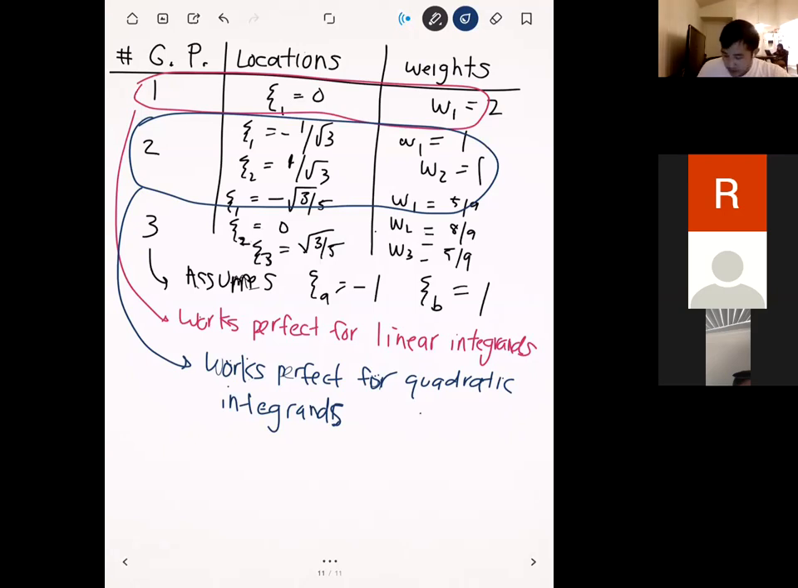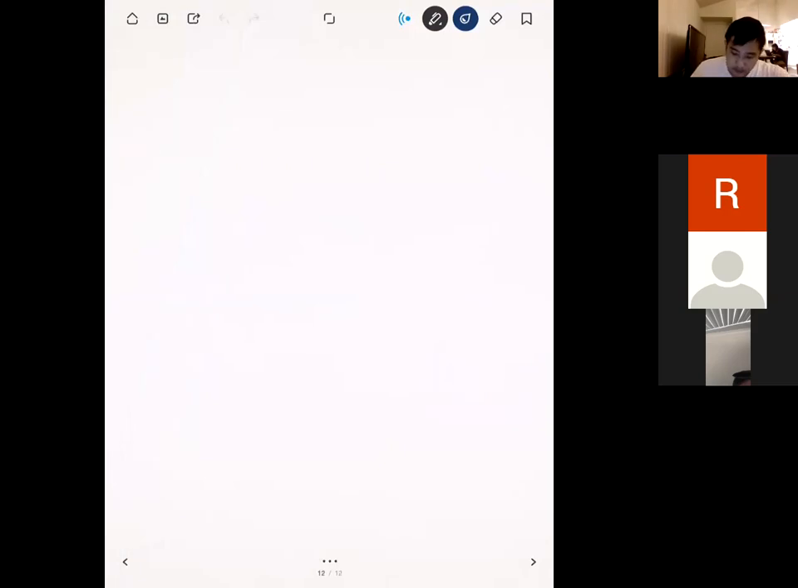Okay, so let's do an example. Let's evaluate the integral from -1 to 1 of 3x squared minus 2. Let's evaluate this using a 2-point Gauss quadrature.